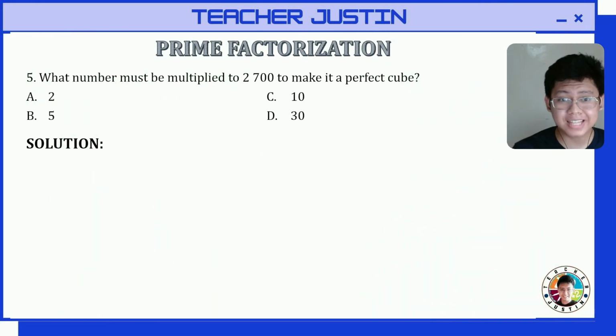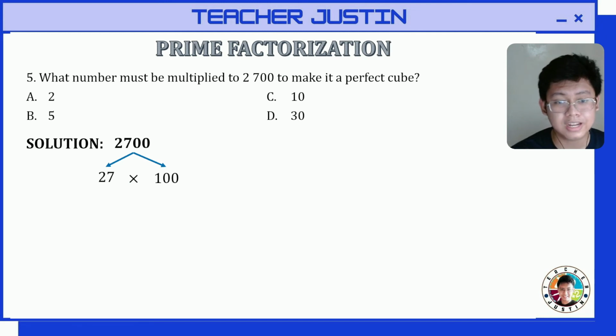Alright. Okay, let's have this item. What number must be multiplied to 2,700 to make it a perfect cube? Okay, so para masagutan natin tong item na to, the first thing that we need to do is for us to get the prime factors of 2,700. So, let's copy 2,700. Then, let's get their factors. 2,700, may factor siya na 27 times 100.